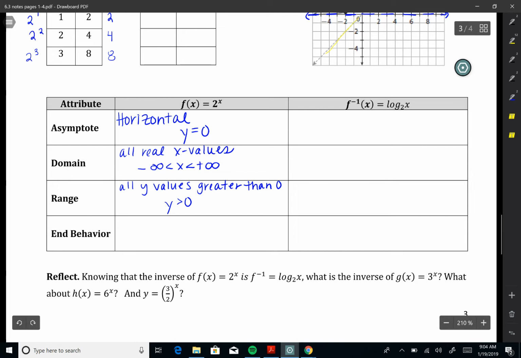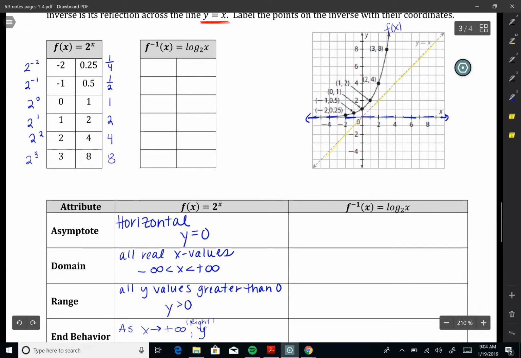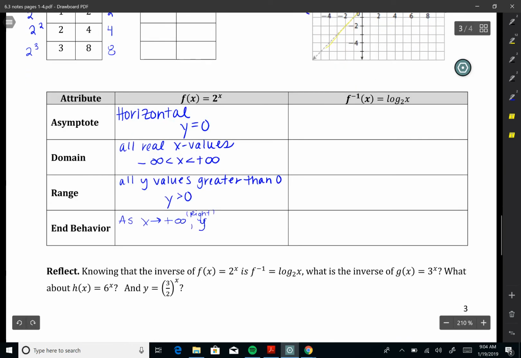For end behavior, remember, we go to both ends with our x values. As x approaches positive infinity, remember, that's the right side of your graph, f of x, or I'm going to write y, that's fine, our y values also approach positive infinity, as we see the arrow is going up.